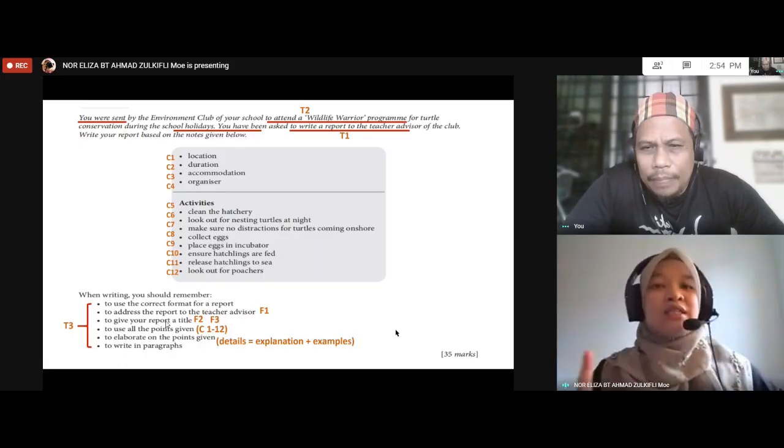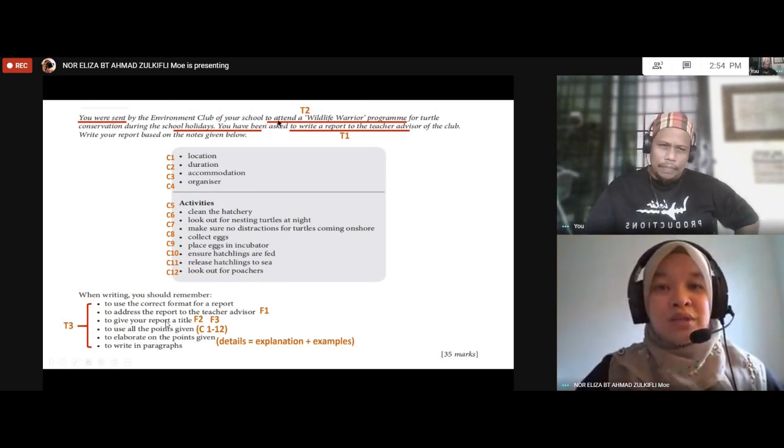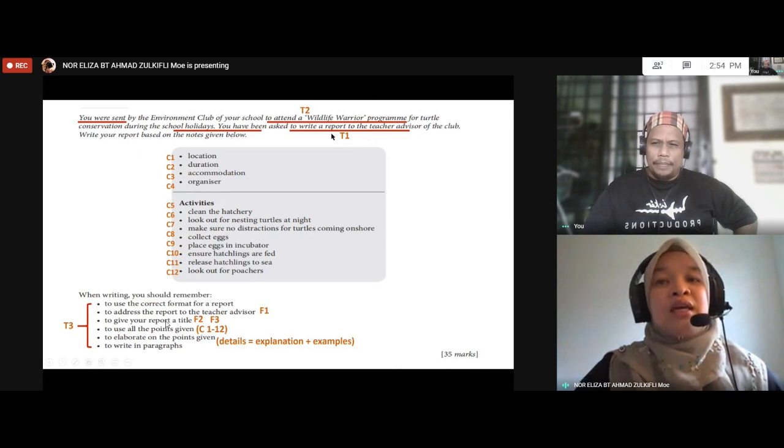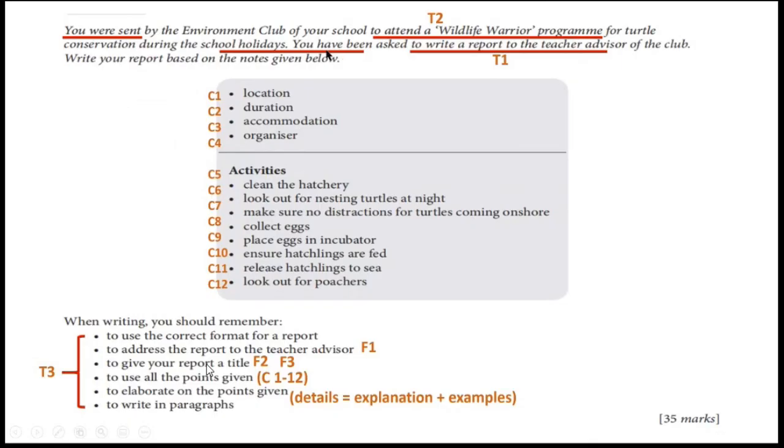So now I'm going to show you. Just now I showed you one question; this is another question. If you look at this, you were sent to attend a wildlife warrior program. You have been asked to write a report to the teacher advisor. Again, the report is task number 1. What is it about? It's about the wildlife warrior program and what you did there. So that's task number 1, task number 2, and of course, task number 3 is you have to use all the points. Again, the reminder is always in the question.